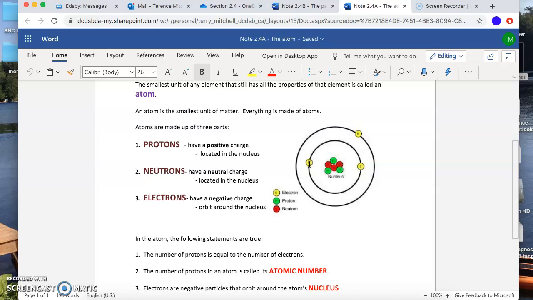So the atom is neutral. It has positive pieces to it, it has negative pieces to it, but because the positives and the negatives always equal each other, it is neutral overall. Number 2, the number of protons is called the atomic number.